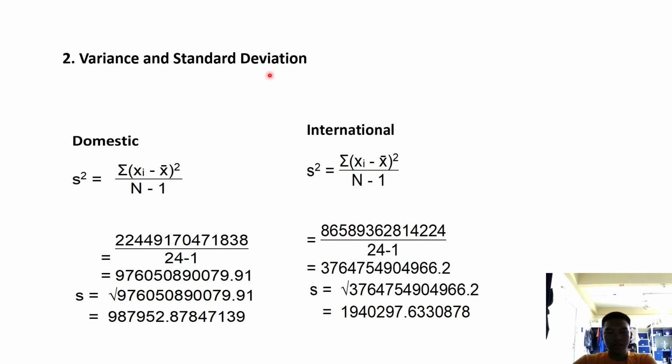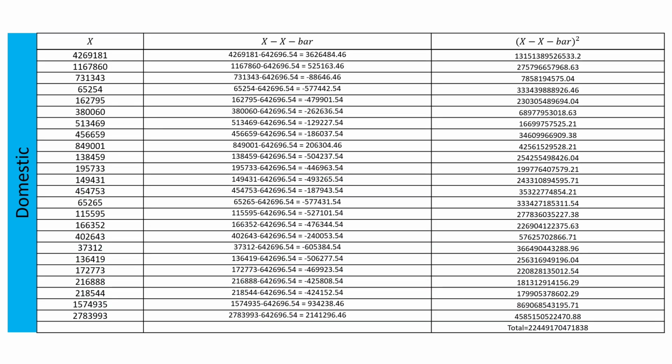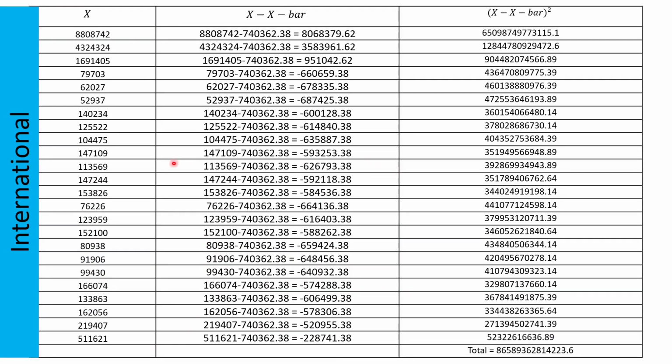And standard deviation. The variance is defined as the average squared difference of the scores from the mean. The standard deviation is simply the square root of the variance. And the formula is sample variance equals the sum of the squared difference between each xi and x bar divided by n minus 1. And as you can see, the calculation for the international is higher than the domestic. This is for the domestic, and this is for the international.